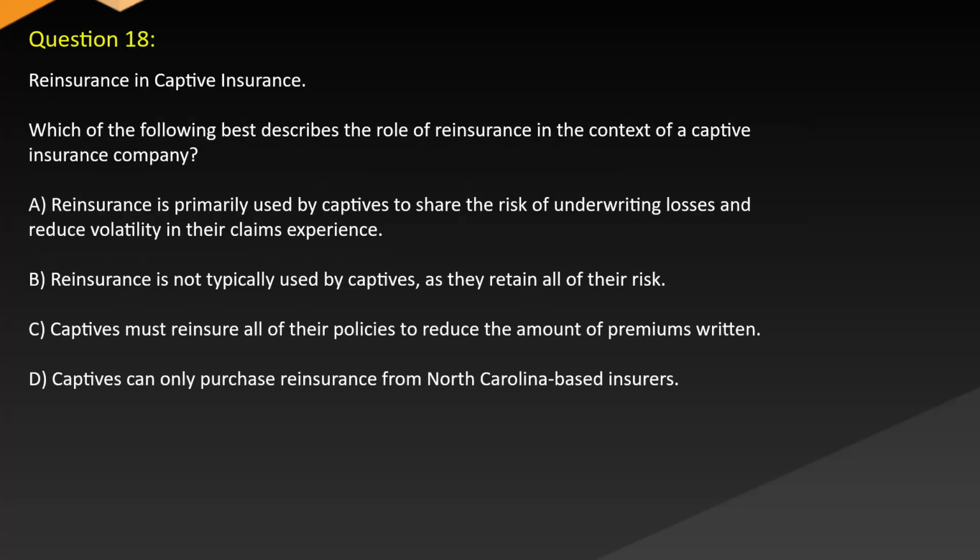Question 18. Reinsurance in captive insurance. Which of the following best describes the role of reinsurance in the context of a captive insurance company? A. Reinsurance is primarily used by captives to share the risk of underwriting losses and reduce volatility in their claims experience. B. Reinsurance is not typically used by captives as they retain all of their risk. C. Captives must reinsure all of their policies to reduce the amount of premiums written. D. Captives can only purchase reinsurance from North Carolina-based insurers.